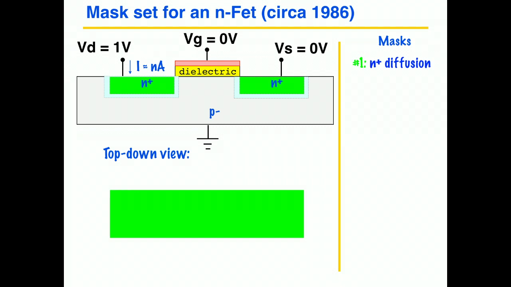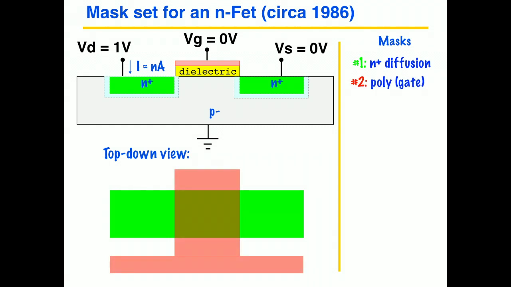Now, you notice there's no diffusion, no N plus material underneath the transistor gate here, but that's because we'll use the gate to block the implantation of the N+. So the gate will block out a region here, and we'll see that later. There's also a polysilicon gate mask, and this is a mask that we'll use for defining the red polysilicon region there that forms the gate of the transistor.